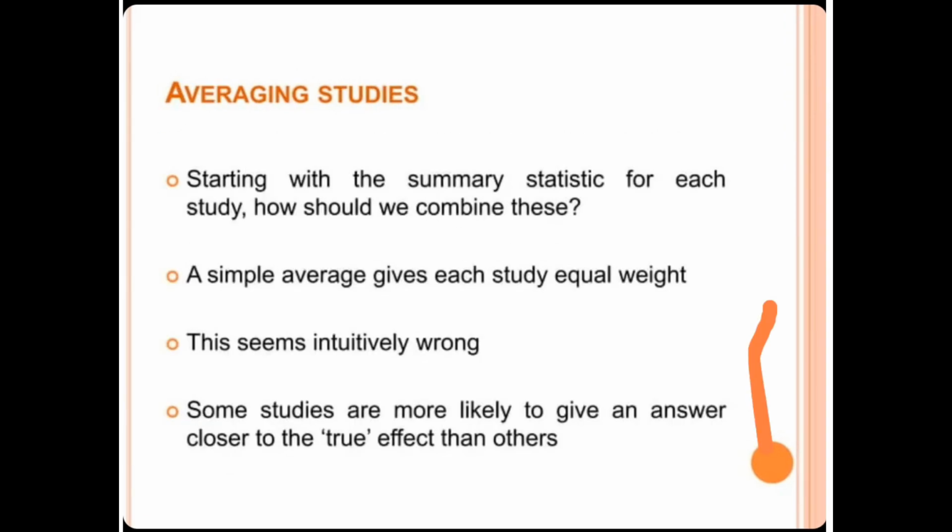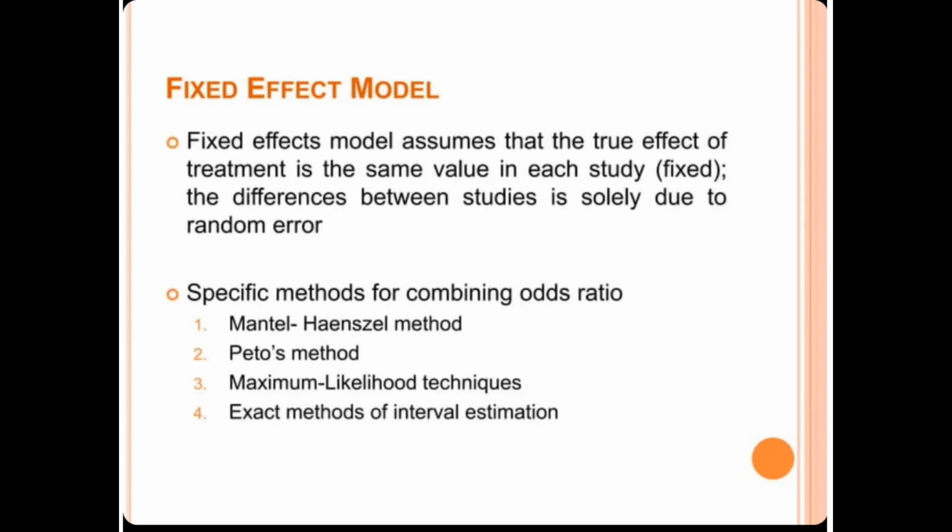Averaging studies starts with the summary statistic for each study. How should we combine studies? A simple average gives each study equal weight. This seems intuitively wrong, so we include and exclude studies, like in the fixed effect model. The fixed effect model assumes that the true effect of treatment is the same value in each study, like fixed. The differences between studies are solely due to random error, with specific methods for combining odds ratios.